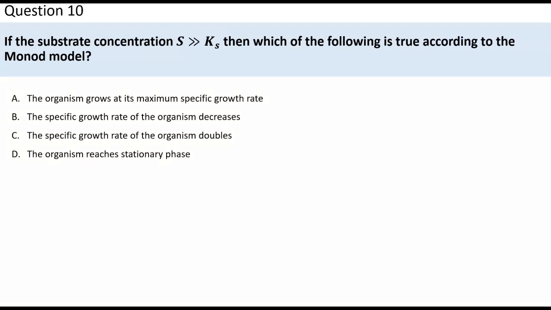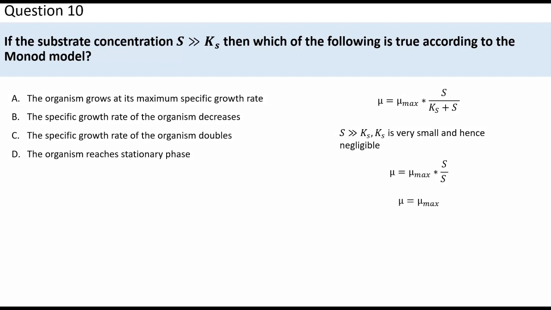If the substrate concentration, that is S, is much greater than Ks, then which of the following is true according to the Monod model? A, the organism grows at its maximum specific growth rate. B, the specific growth rate of the organism decreases. C, the specific growth rate of the organism doubles. D, the organism reaches the stationary phase. So if S is much greater, Ks becomes negligible, so we can neglect it. S and S will get cancelled. Therefore, mu is equal to mu max. So the right answer is that the organism grows at its maximum specific growth rate.